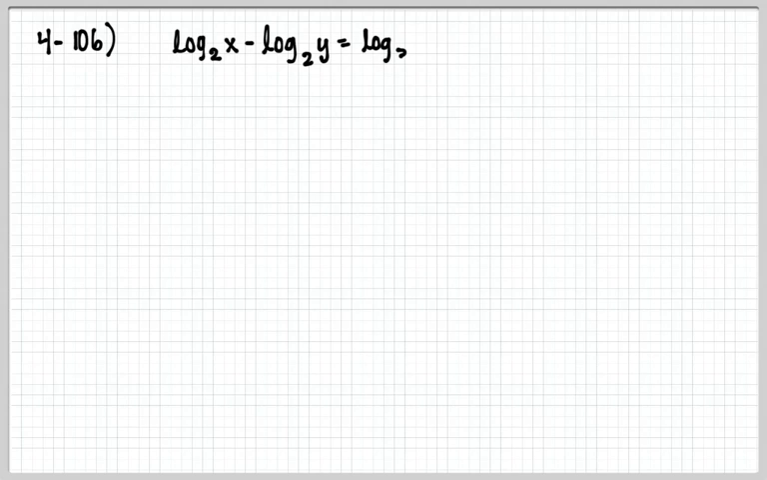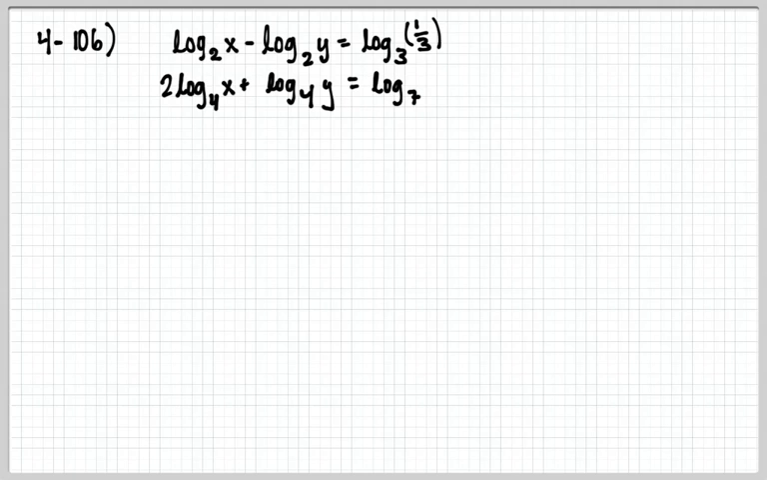So some of you asked for homework questions 106, 114, and 113. I'm going to try to do all three of them. 106 is a system using logs. So you have log base 2 of x minus log base 2 of y equals log base 3 of 1/3. And then your second equation is 2 log base 4 of x plus log base 4 of y is equal to log base 7 of 49.